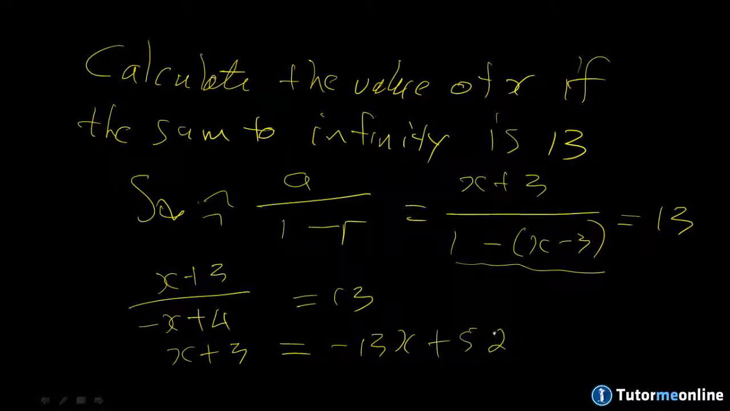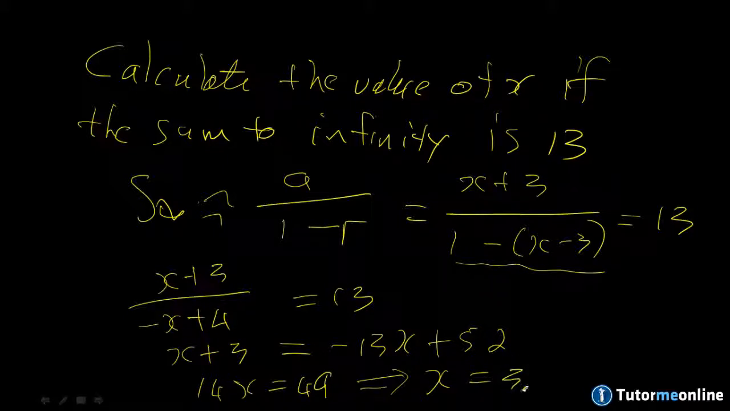I can then easily solve for x. I can then say that 14x is equal to 49, because I add 13x to the right side of the equation, I must do the same to the left hand side, and the same with this term 3. And that implies that if 14x is equal to 49, x is equal to 3.5. So if x has the value of 3.5, the sum to infinity will be 13, and we have solved the problem of the examiner.